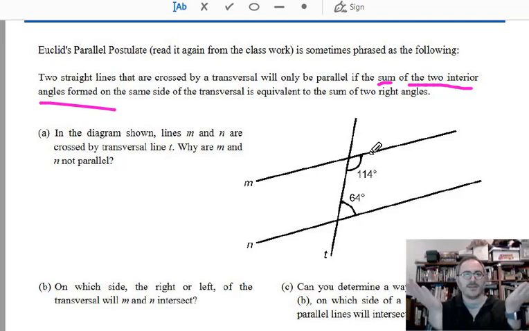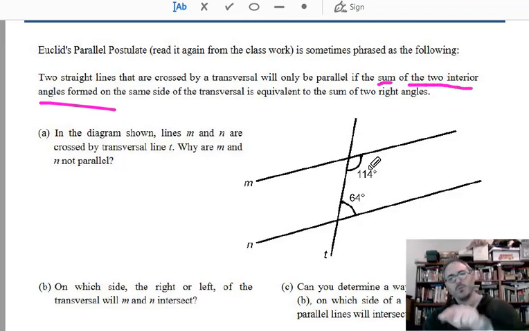What is the sum of two right angles? Pause the video here if you need to think about it. The sum of two right angles. Unpausing the video, a right angle is 90 degrees. Two right angles would be 90 plus 90. 90 plus 90 is 180. So the sum of two right angles is going to be 180. The question is, does 114 and 64 equal 180?